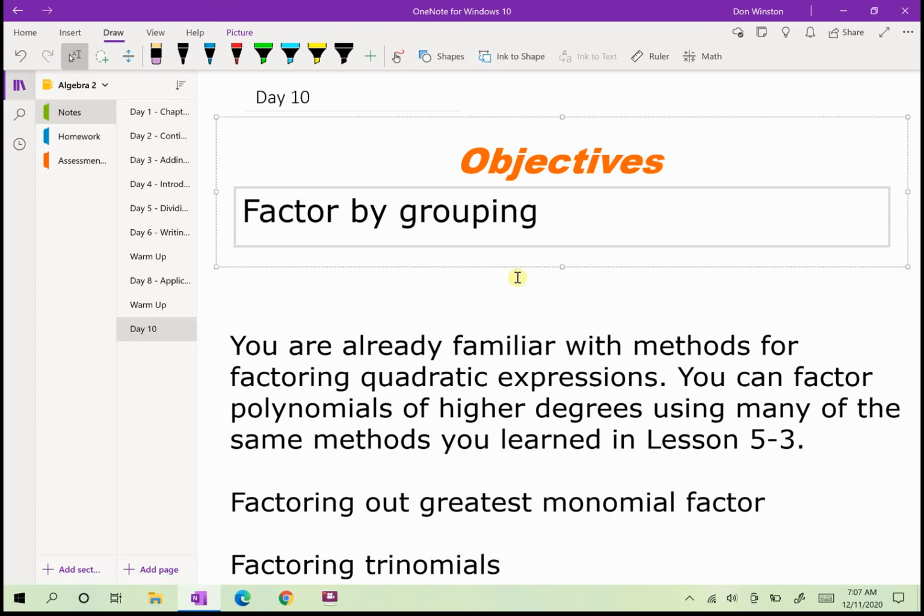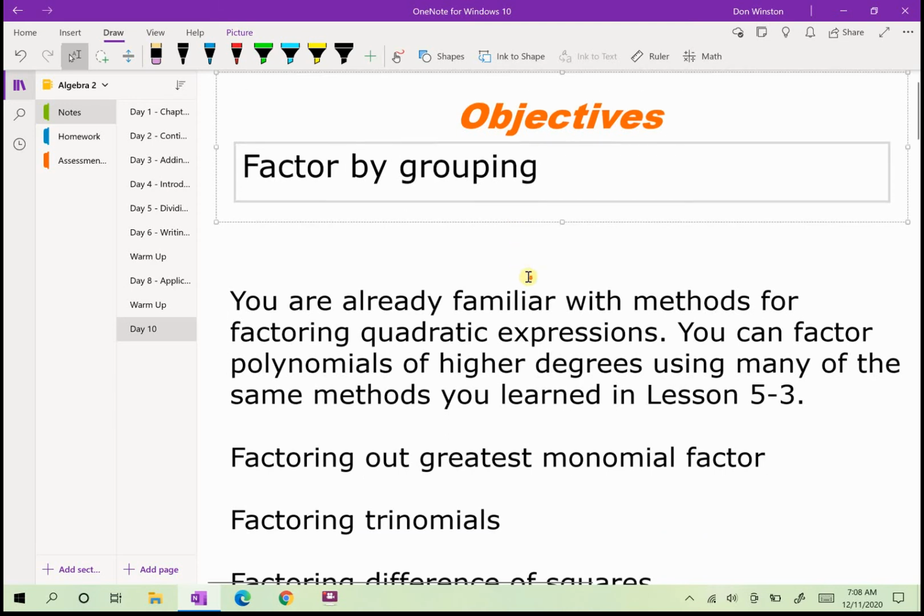We did not go over factor by grouping in Chapter 5. That was not introduced in Chapter 5, so I will go over factor by grouping today. That will be the last factoring technique that you will be responsible for or need to know before we actually find the zeros of polynomial functions, particularly those with degree higher than 2, because we've only looked at finding zeros of quadratic functions. Now we're going to be finding zeros of third degree polynomials, fourth degree polynomials, fifth degree polynomials, and higher. So let's review some of the methods of factoring we have covered.